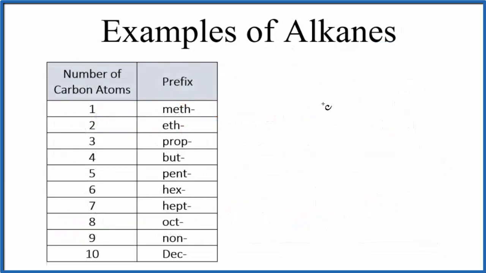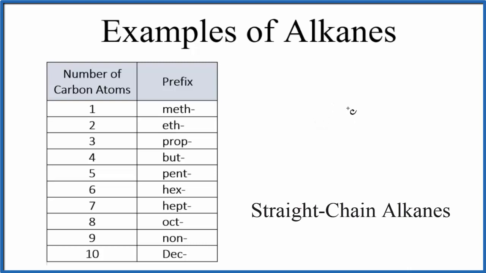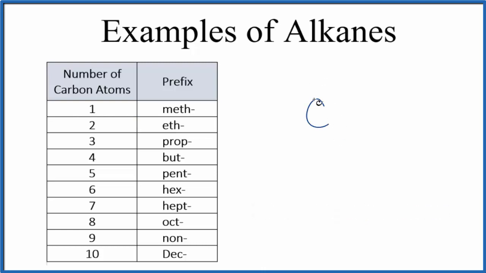So there are different types of alkanes, though. There are straight chains, branched chains, and then we have what are called cycloalkanes, kind of like rings. So let's look at some examples of straight chains. You could start with just the simplest one, methane. That just has one carbon and it has 4 hydrogen atoms around it.